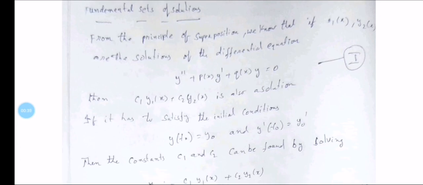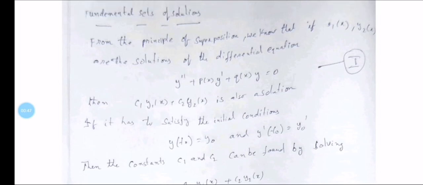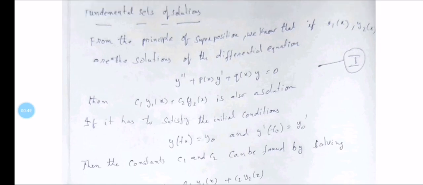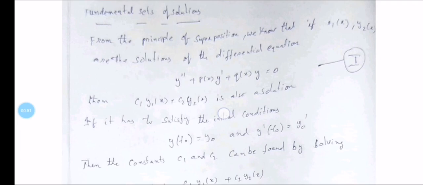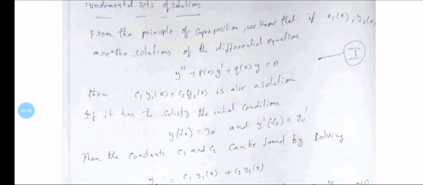Suppose that y1(x) and y2(x) are two solutions of the differential equation. Then by the superposition principle we can say that c1y1(x) + c2y2(x) is also a solution of the given differential equation, which is named as I.